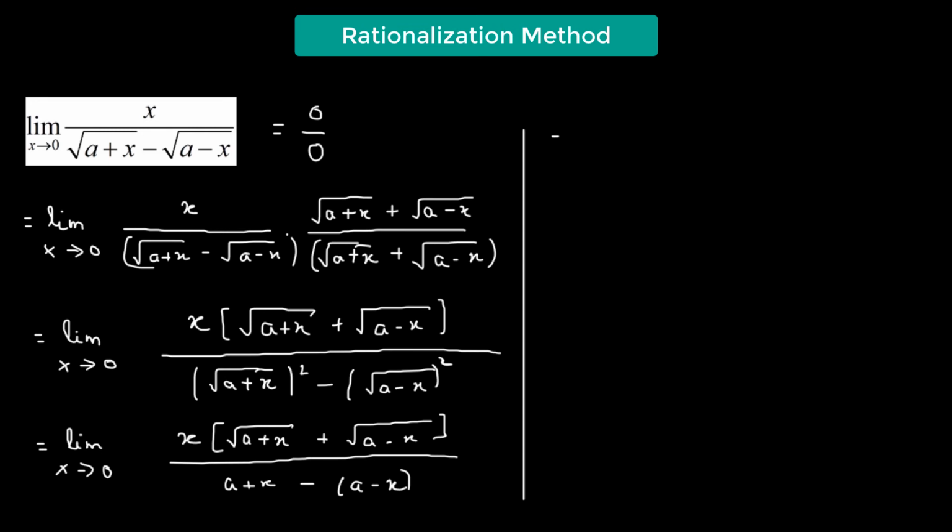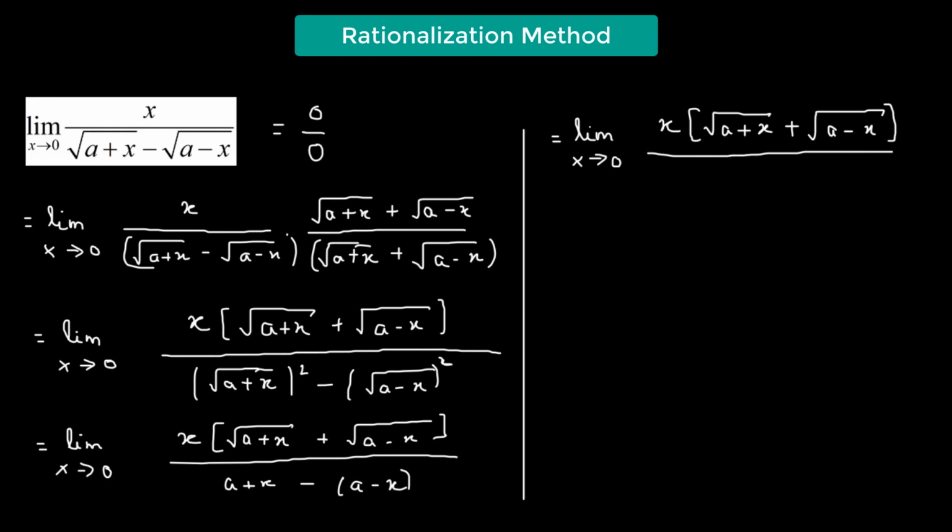So we have the limit as x approaching 0 of x multiplied by the square root of a plus x plus the square root of a minus x, divided by, so we have a plus x minus a, so minus minus x will become a positive x. So the a and a get cancelled out, leaving us with 2x in the denominator.